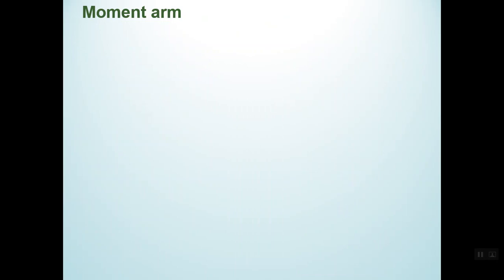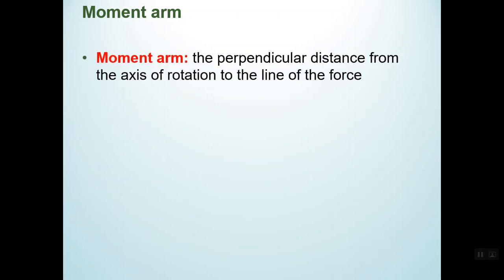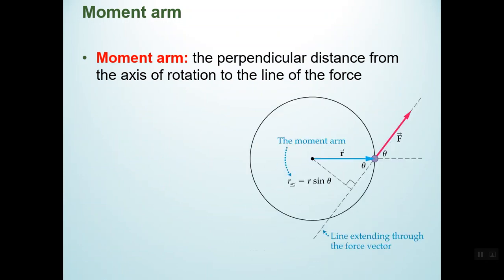In this case, we have a new term known as the moment arm. It's the perpendicular distance from the axis of rotation to the line of the force, as shown in this figure. To find the moment arm for a given force, first extend a line through the force vector. Next, draw a perpendicular line from the axis of rotation to the line of the force. The perpendicular distance is the moment arm, and it's given by r perpendicular is equal to r sine theta.